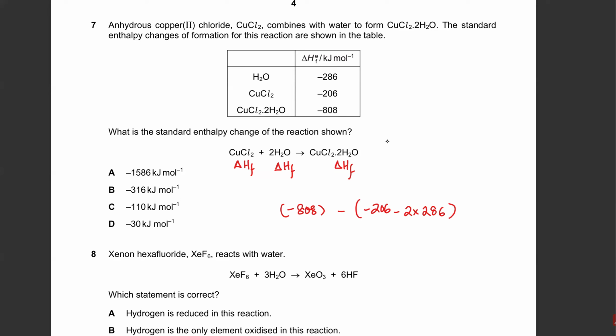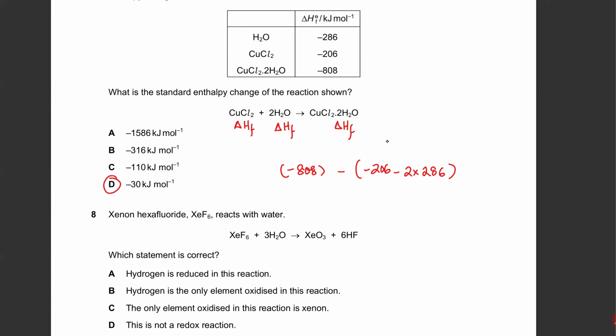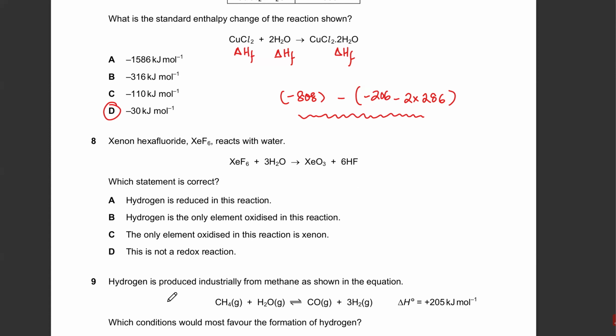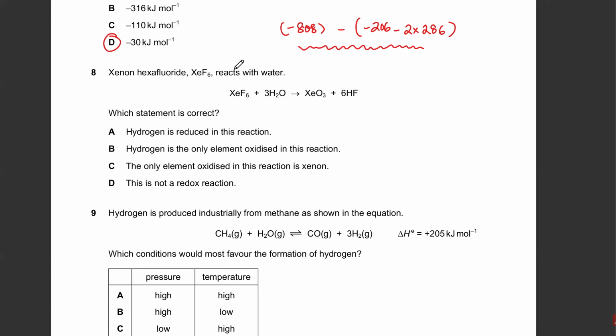I got it as minus 30. Because that's T. You just make sure that there are no mistakes. I mean, people make a lot of silly mistakes doing this because of too many negative signs and too many additions and subtractions.